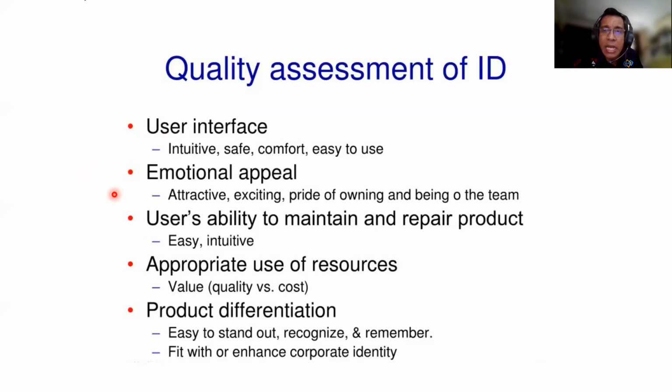And then emotional appeal. This is the rating of the overall consumer appeal of the product. Appeal is achieved in part through appearance, feel, sounds, and smell. So is the product attractive?